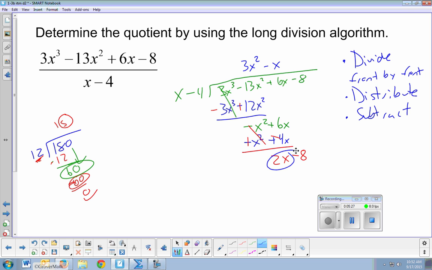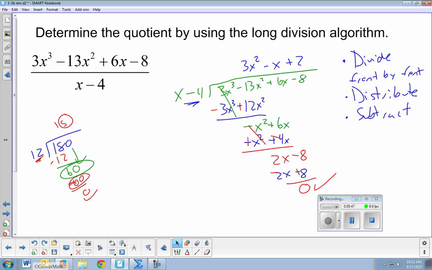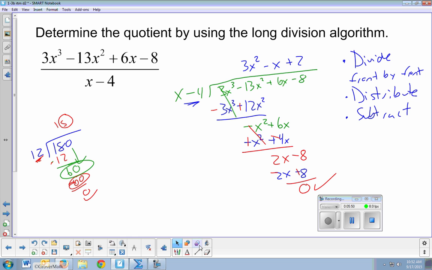Front by front. 2x divided by x is 2. Distribute that 2 to x minus 4. 2x minus 8. Subtract. Remainder of 0 is good. That means that x minus 4 is a factor of this polynomial 3x cubed minus 13x squared plus 6x minus 8. And the other factor is our answer up here, 3x squared minus x plus 2.